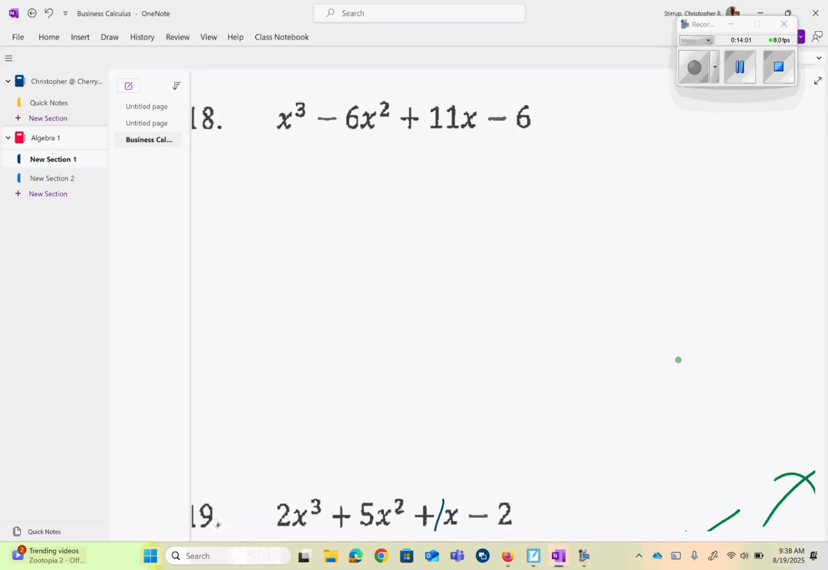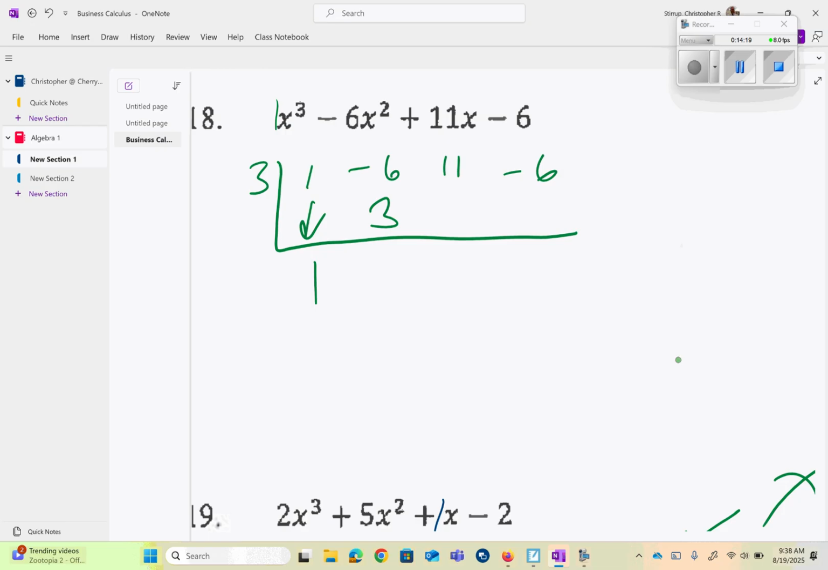Okay, so we saw that 3 worked. And I'm just picking 3 because it's the bigger of the numbers. I now have to know there's a 1 out front. I have x to the third, x to the second, x to the first. This is actually x to the 0, so you just put in your lead coefficients. Bring down your first number. 1 times 3 is 3. Combine these together. That gives me -3. Multiply outside, outside. That's going to give me -9. Combine those together. That gives me 2. 2 times 3 is 6. So you get the 0 right there.